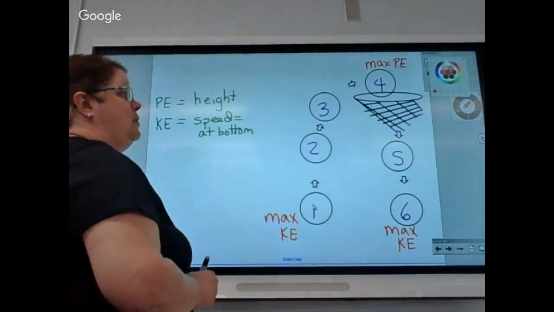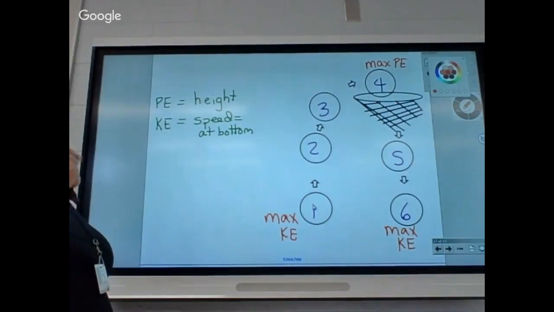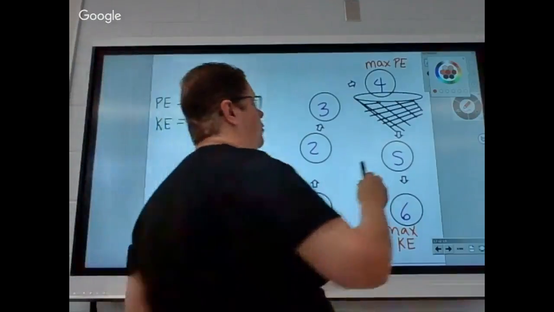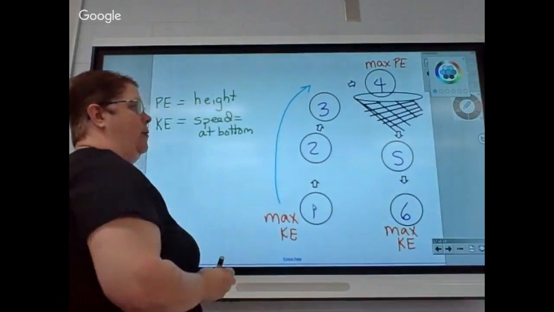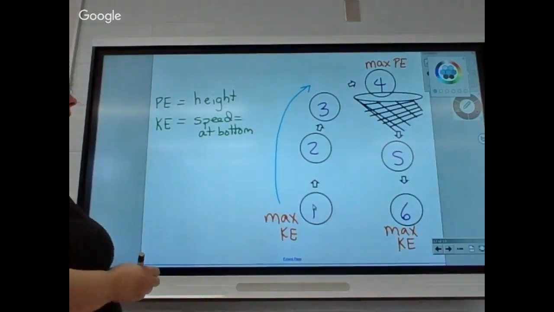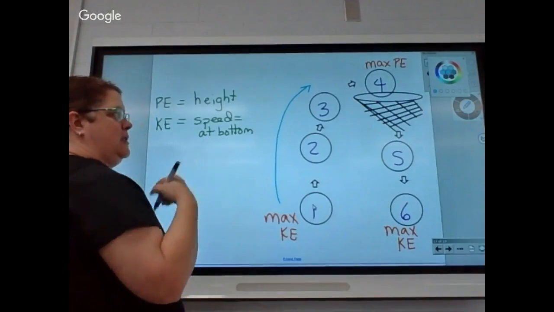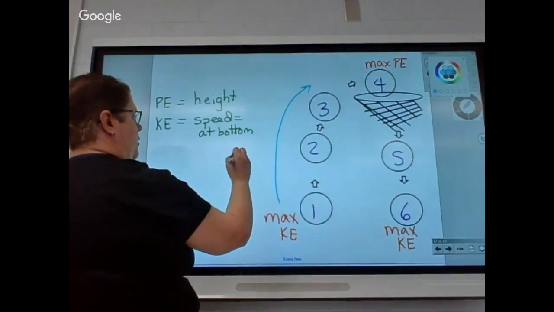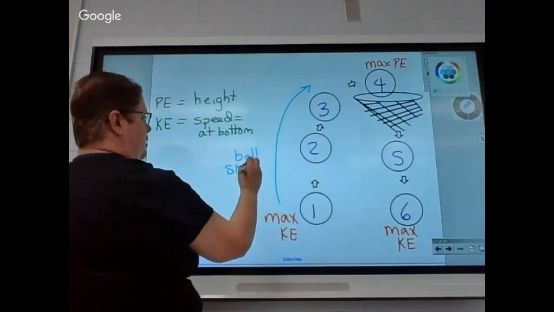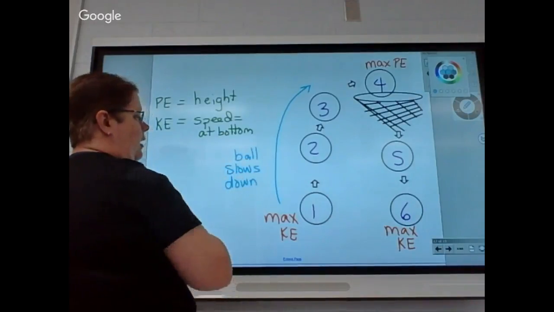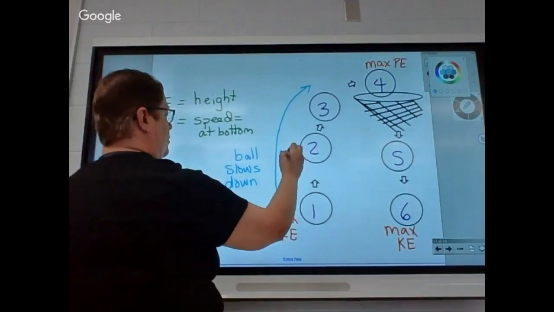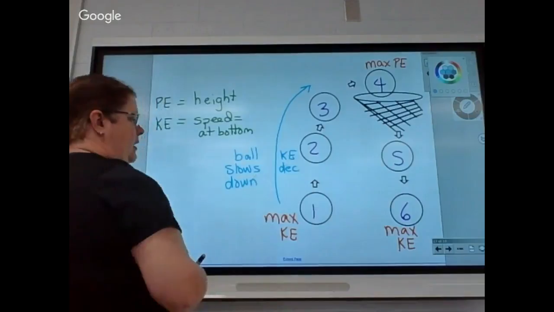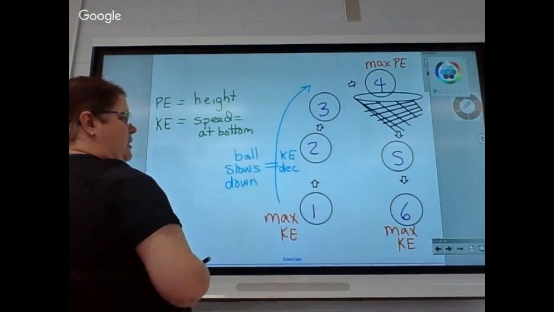Now, from there, we have to talk about the converting. And what happens is things go up and things go down. So if we go from kinetic to potential, we go up. Does kinetic energy increase or decrease? Well, what happens to the ball? Does the ball speed up or does the ball slow down? As the ball goes up, the ball slows down. Well, if the ball slows down, that means kinetic energy will decrease. Anytime we slow down, that means kinetic energy decreases.